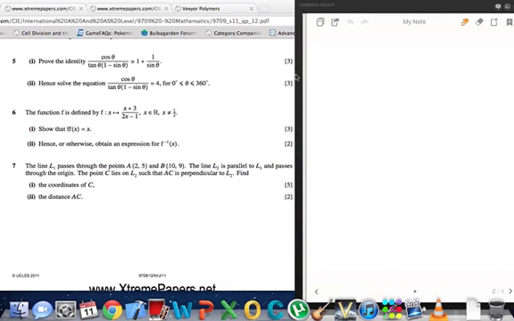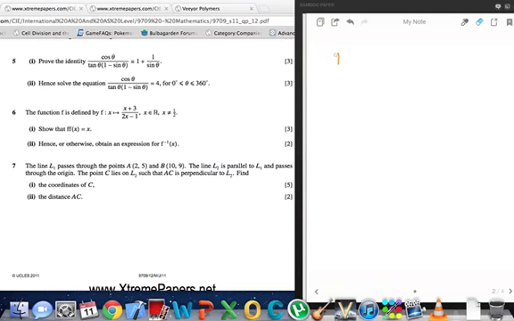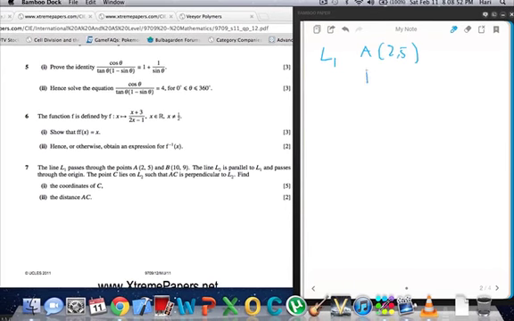So this is question 7 of June 2011, paper 1, pure mathematics. Please have the question in front of you. Question 7 says the line L1 passes through the point A, that is 2, 5, and B, which is 10, 9.